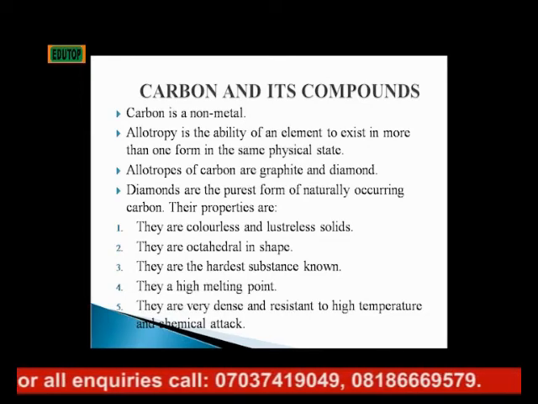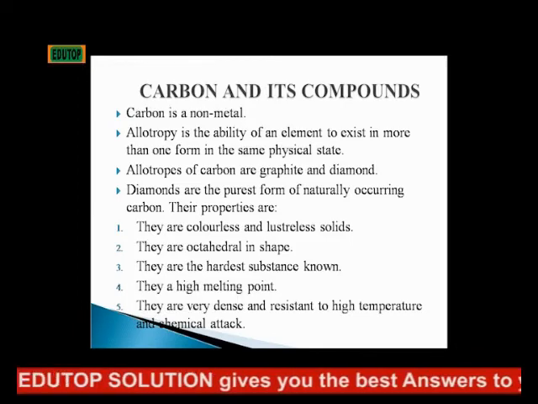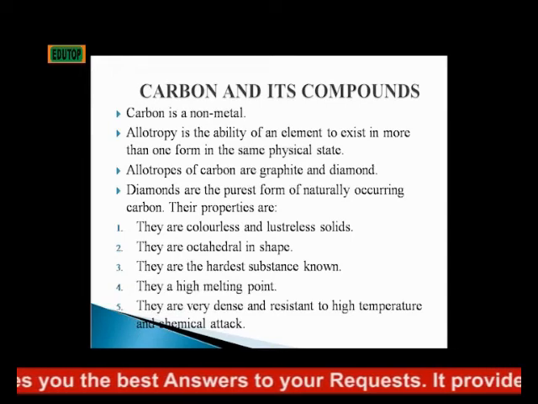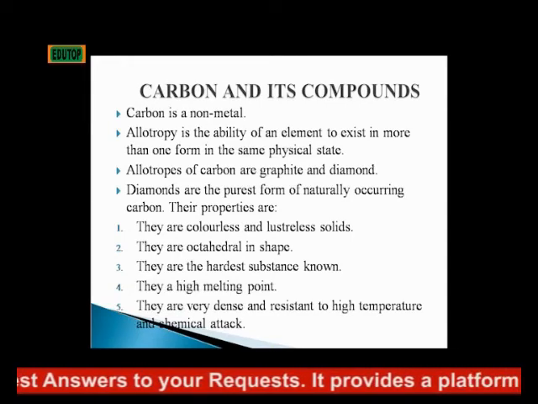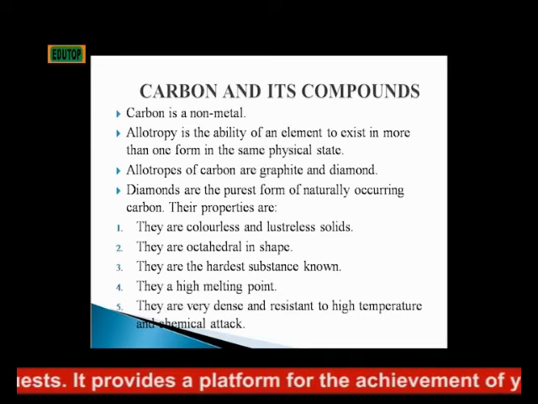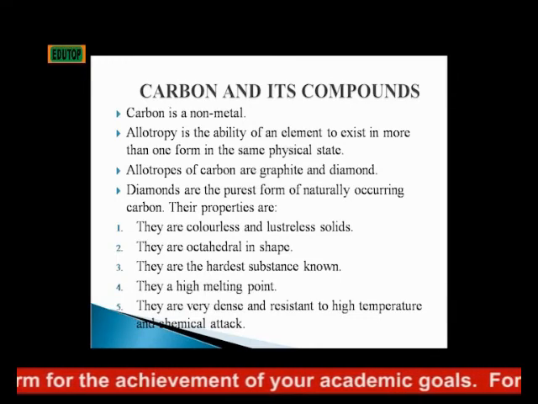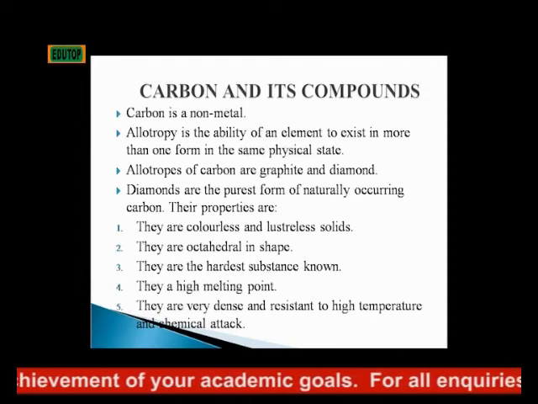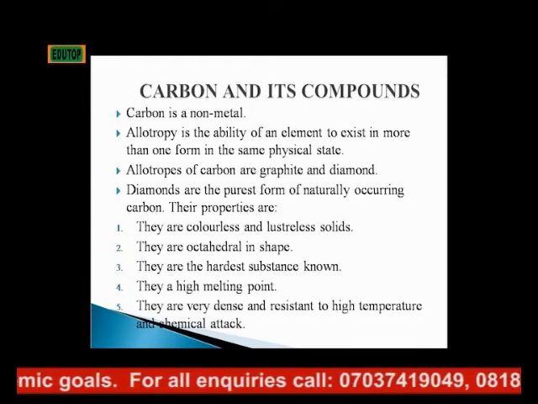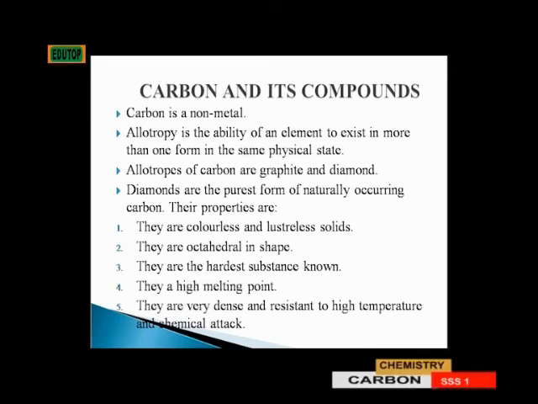Examples of substances that undergo allotropy. The first one is diamond. Diamonds are the purest form of naturally occurring carbon. Their properties are: 1. They are colorless and lustrous solids. 2. They are octahedral in shape. 3. They are the hardest substance known. 4. They have a high melting point. 5. They are very dense and resistant to high temperature and chemical attack.